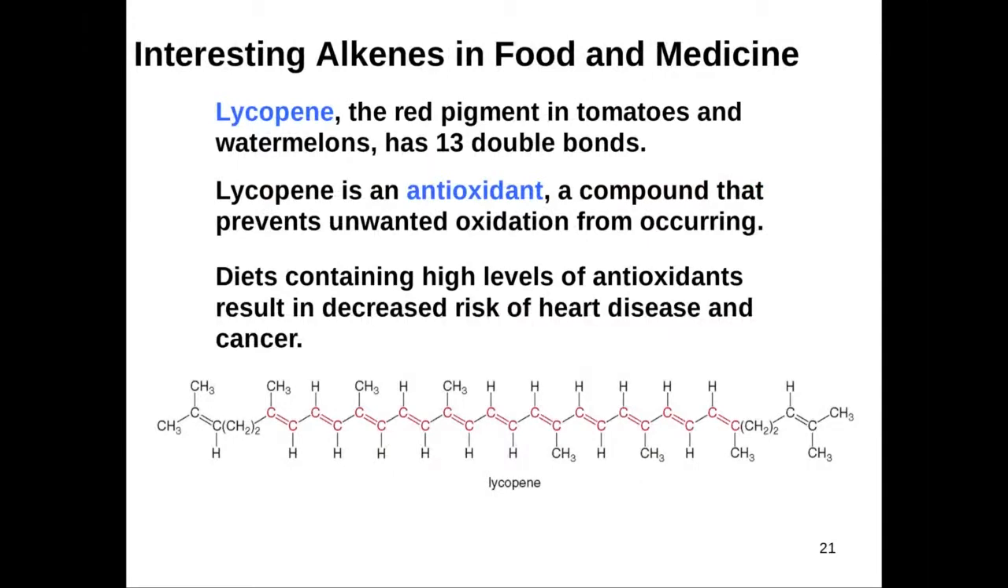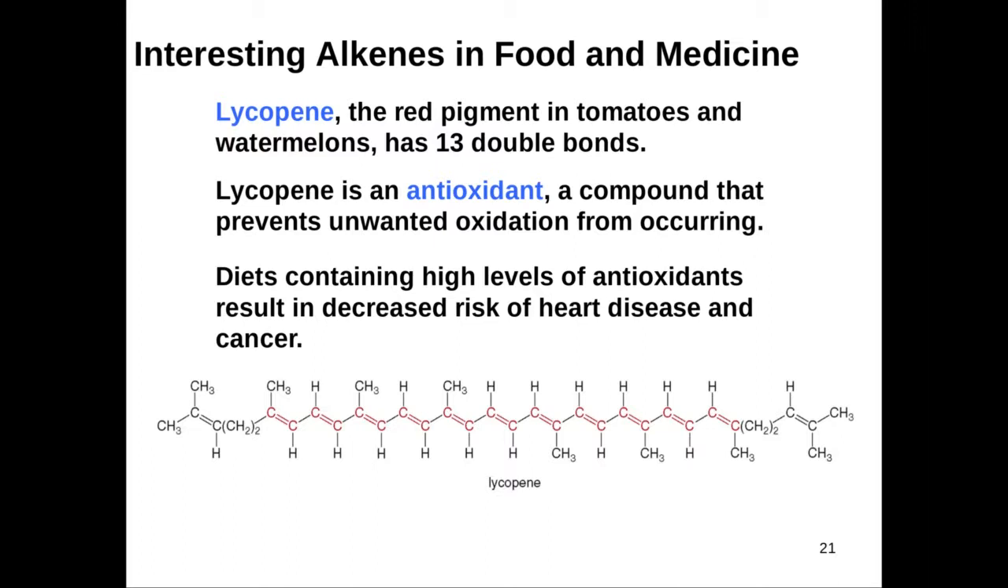Now, there is an interesting hydrocarbon, not a fatty acid, called lycopene, and many of you might have heard of lycopene before. Lycopene is the red pigment in tomatoes and watermelons as well. Tomatoes are fruits. That's why they have a similar pigment as watermelons, which are also fruits. As you can see from this figure, lycopene has 13 double bonds. Lycopene serves some pretty interesting functions inside the human body. It's been shown to be an antioxidant, a compound that prevents unwanted oxidation from redox reactions. So it helps protect you against yourself.